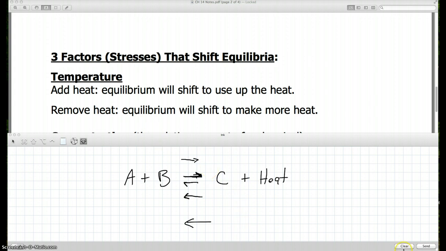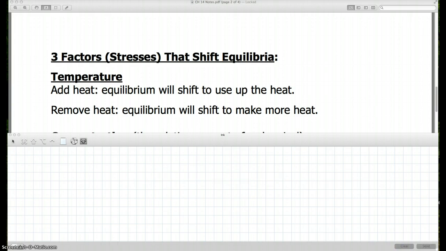Removing heat is going to be the opposite. Say we have the same reaction, A plus B makes C and heat, in equilibrium.